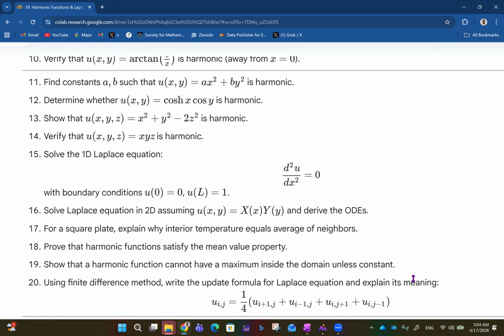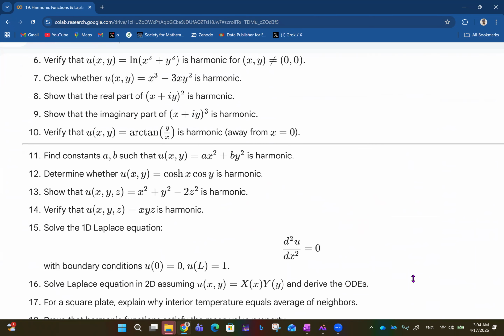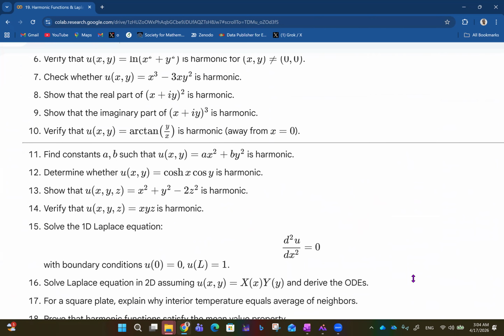I'm taking problem 10. Verify that u of x comma y equals arctan of y over x is harmonic. That is away from x equals 0, because if x is 0, that's going to break down. So we want to verify that it is harmonic. That means that if you differentiate it twice with respect to x and twice with respect to y and add together, you get 0. That's simply what it means.